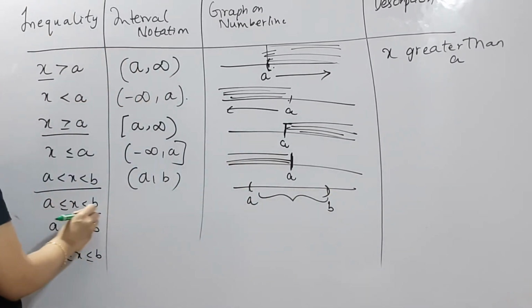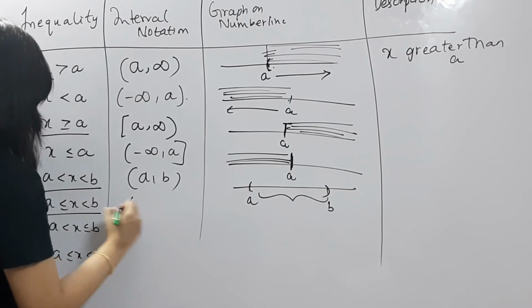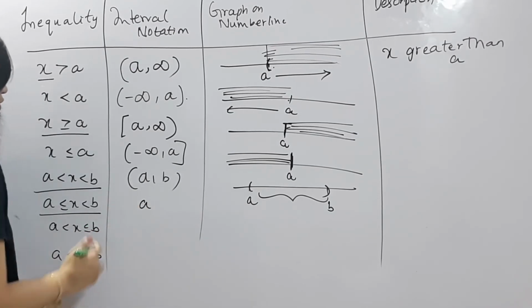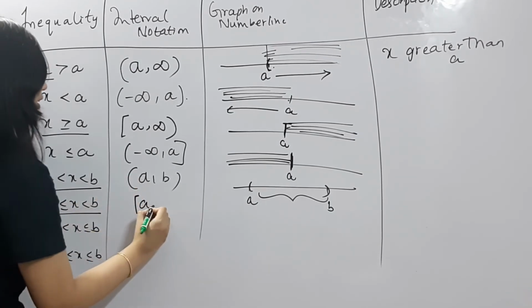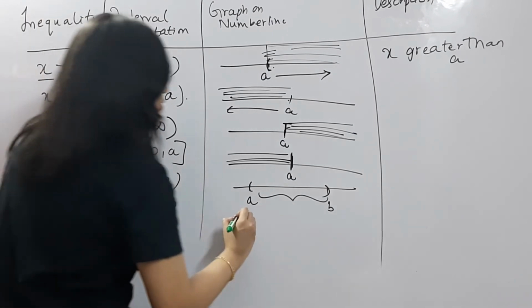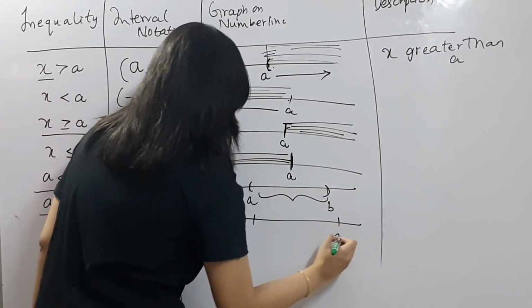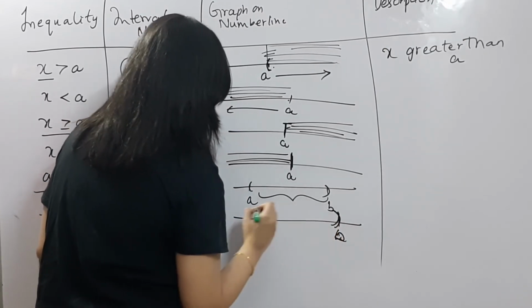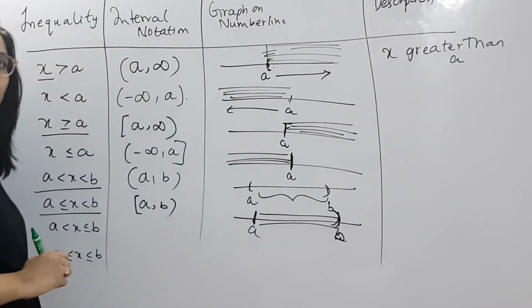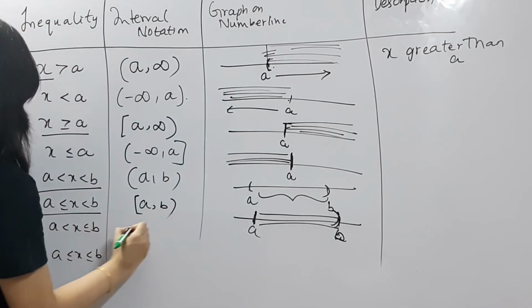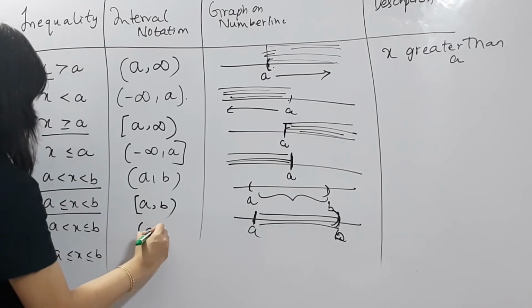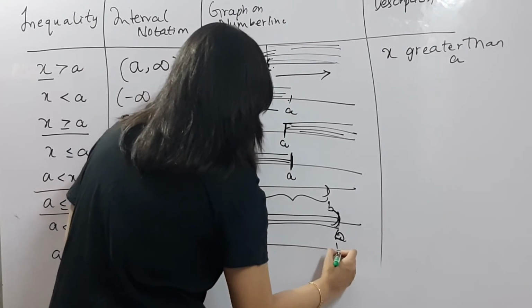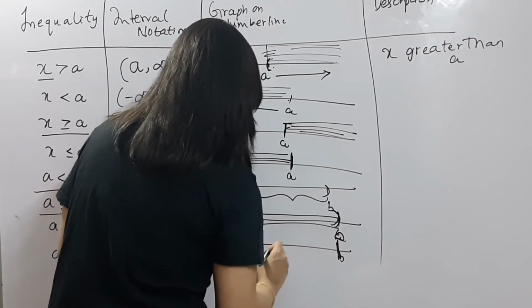Okay. Now a less than or equal to x less than b. How do you write this? We want to include a, but we don't want to include b. So this is a comma b. And then you can say this as, we don't want to include a, but we want to include b. So you can define this as, we want to include b, but we don't want to include a.